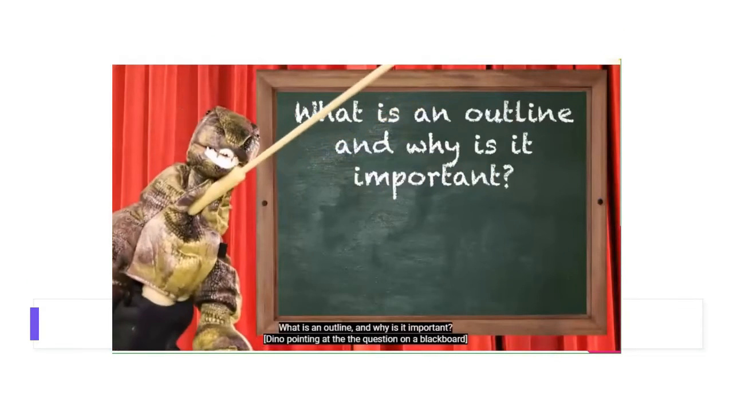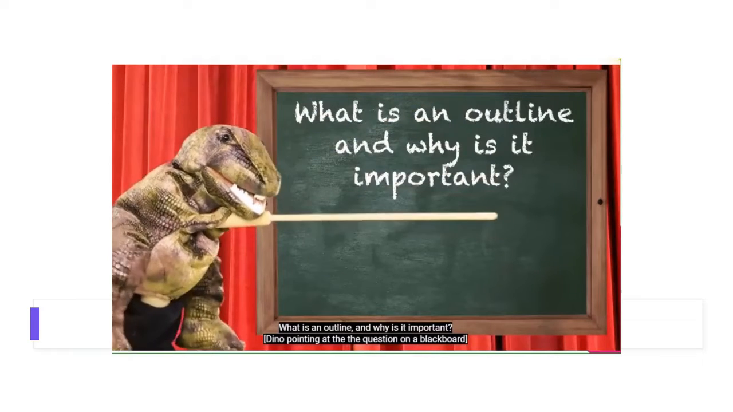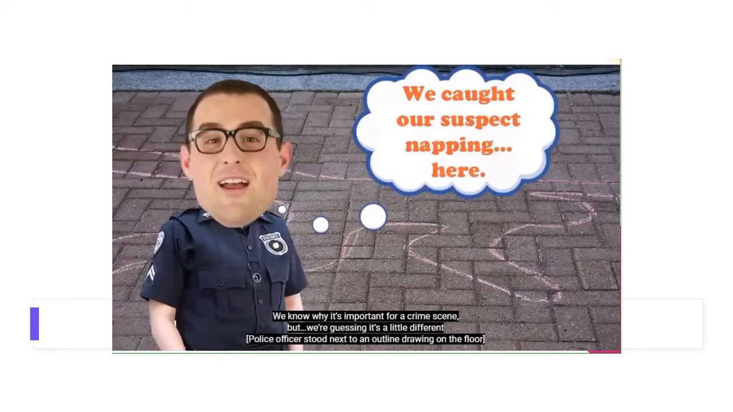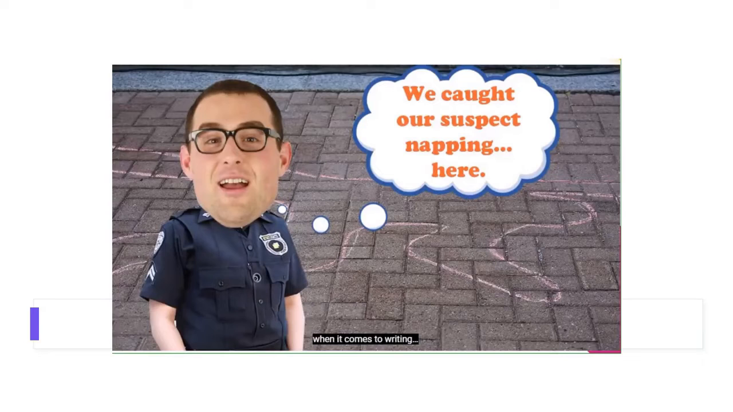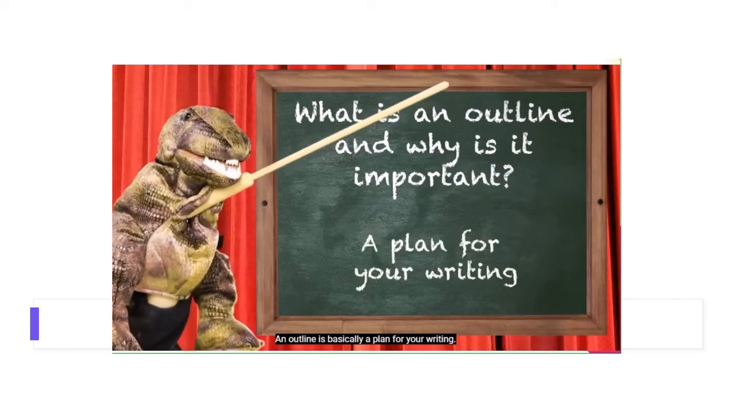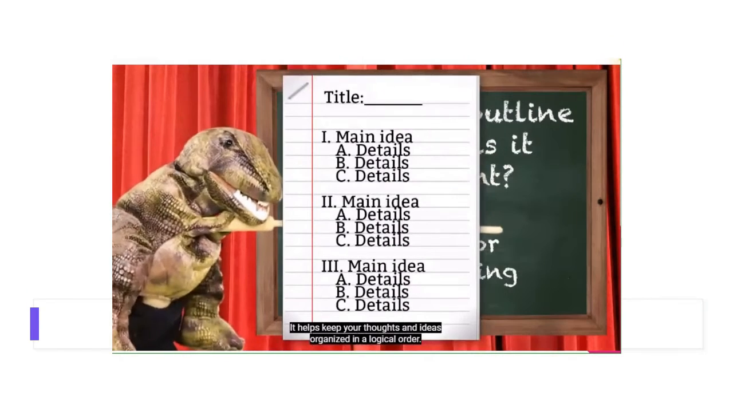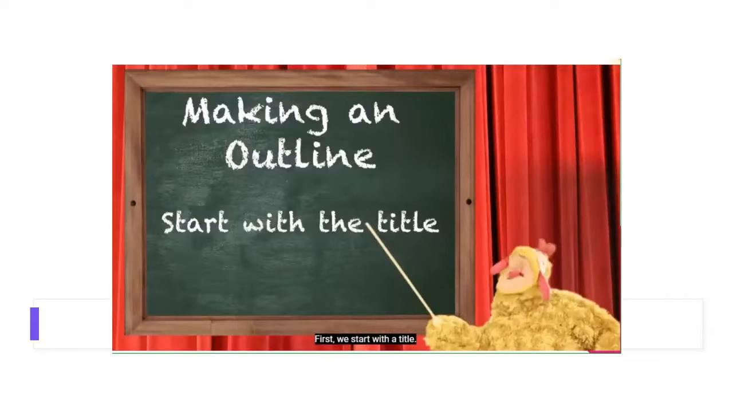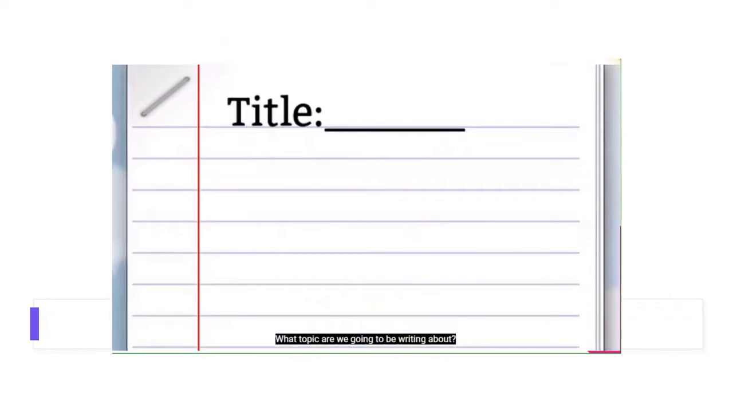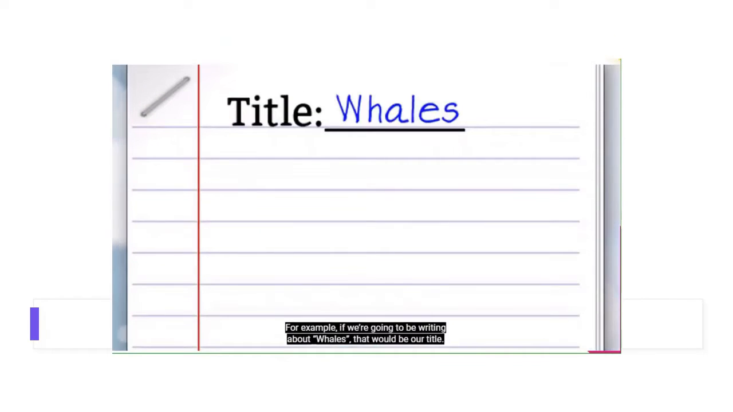What is an outline and why is it important? We know why it's important for a crime scene, but we're guessing it's a little different when it comes to writing. An outline is basically a plan for your writing. It helps keep your thoughts and ideas organized in a logical order, unlike most of your waking hours. First, we start with the title. What topic are we going to be writing about? For example, if we're going to be writing about whales, that would be our title.